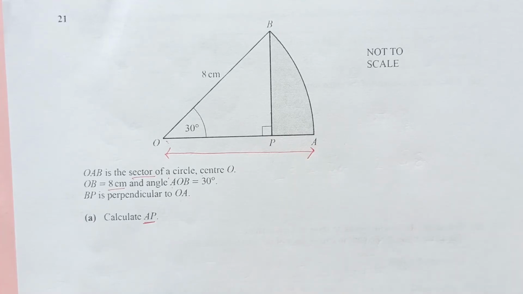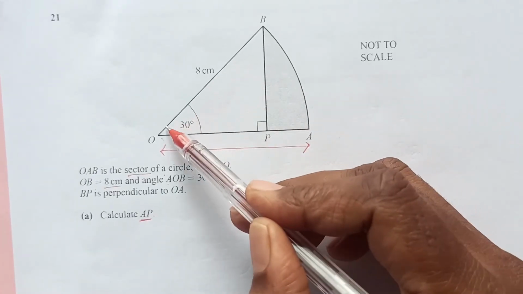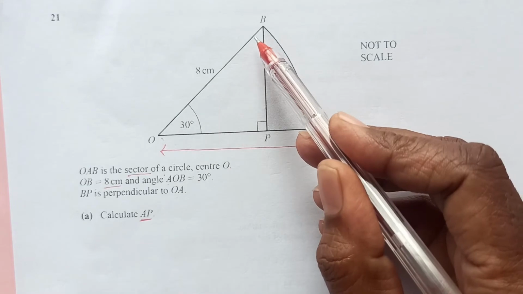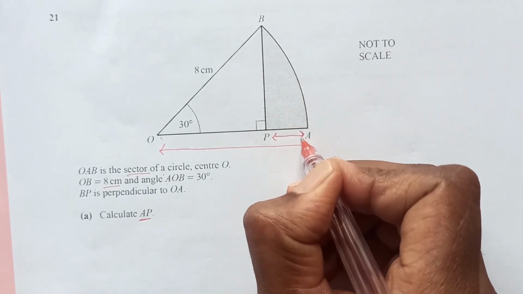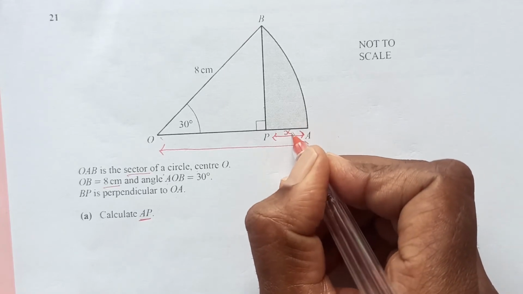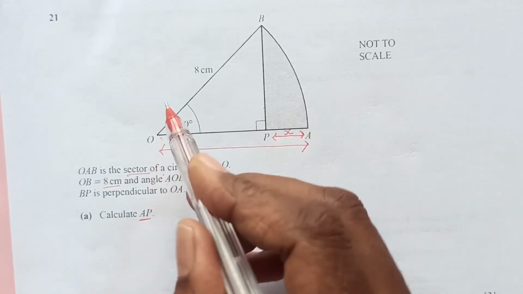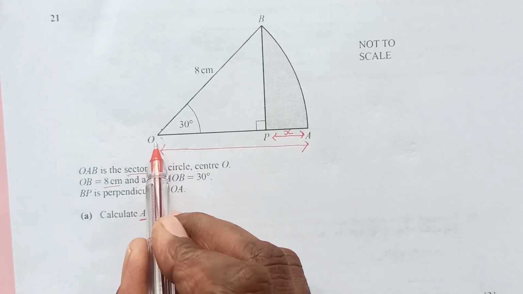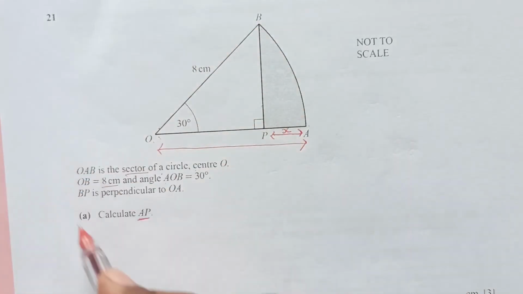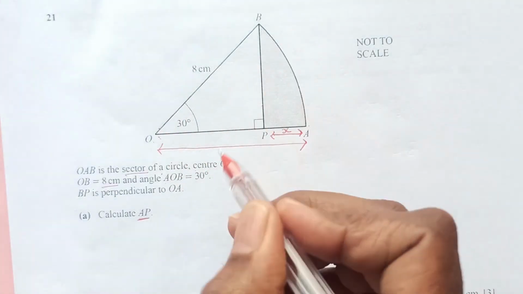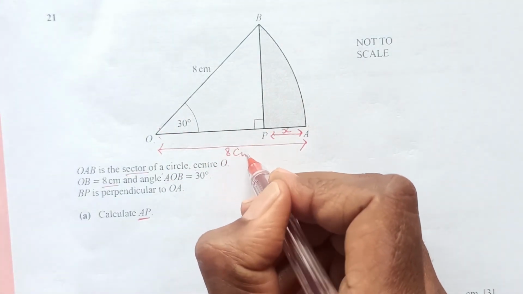So now look at the diagram. Sorry, we are looking at this one, AP. Okay, let's say this is X, right? So now this OB will be equal to OA. Why? Because this is the radius of the circle. If you draw this circle here, that is going to be the radius. So this is 8 centimeters.